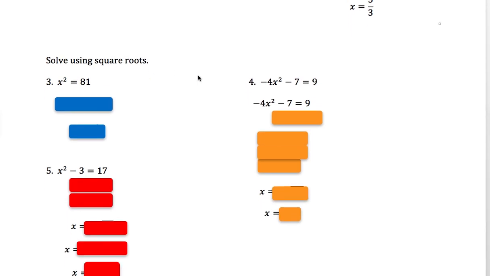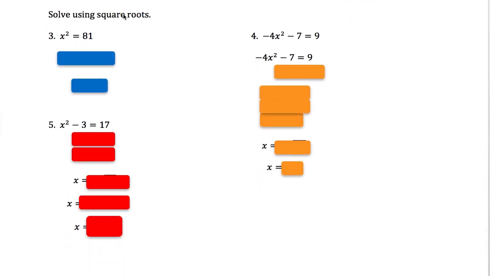Okay, let's look at the next couple problems. This one, we're just solving using the square roots. So here we just have x squared equals 81. We can square root both sides. And the biggest thing to remember, anytime you take the square root, your answer is always both positive and negative. So when we do that, we end up with x is equal to both positive and negative 9.